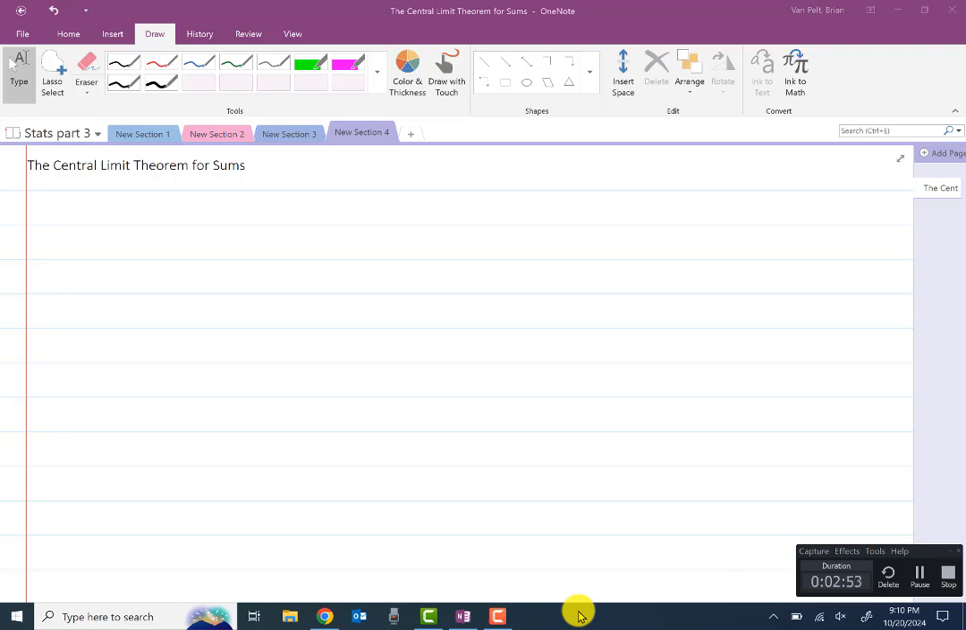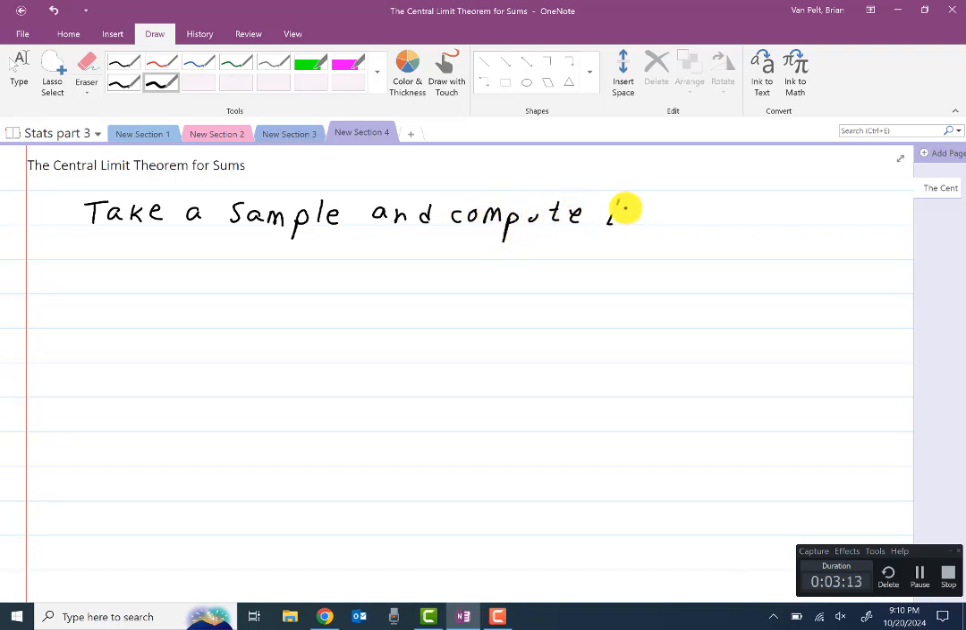In this section, what we're going to do is take a sample and compute its sum. So that's what we're going to be looking at here: draw a sample, compute its sum, and then look at the sums. So take, for example, rolling 10 dice and computing their sum.